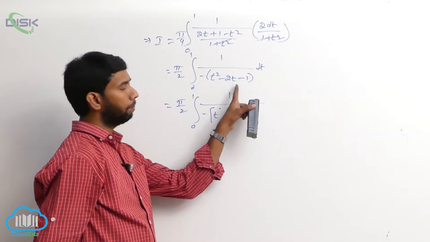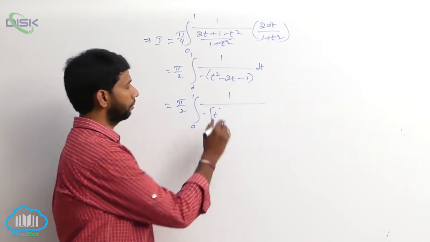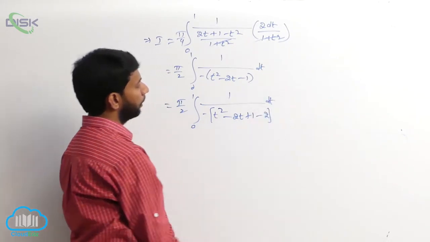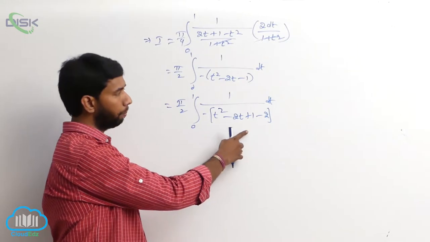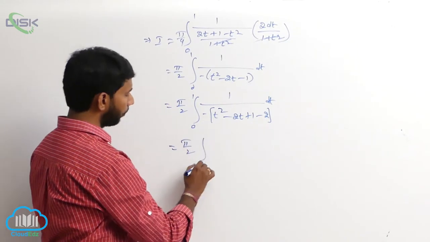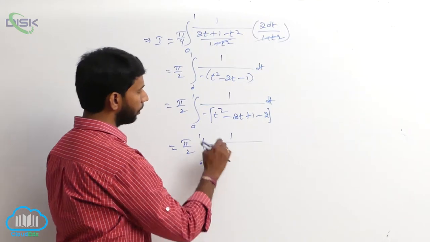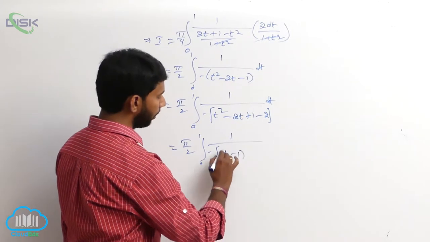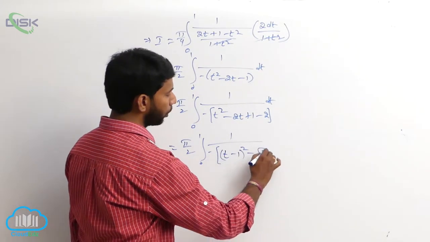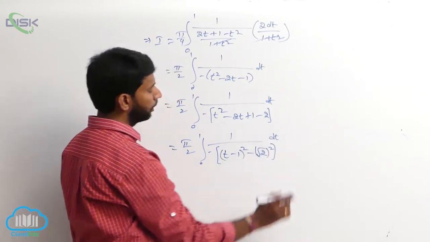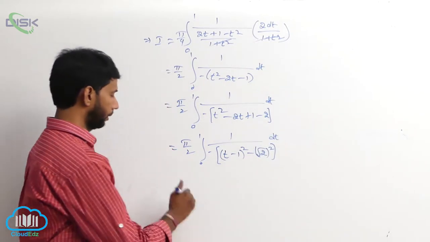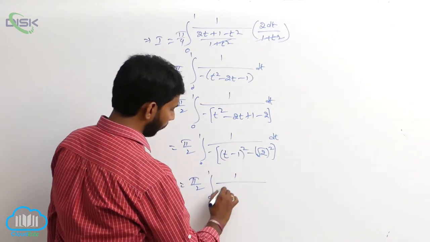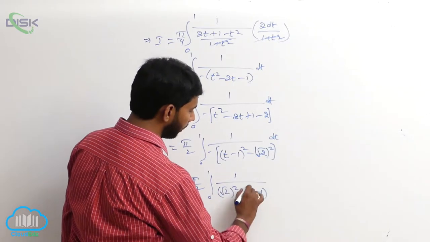Here t square minus 2t minus 1 can be converted into perfect squares. It is t square minus 2t plus 1 minus 2, which can be written as minus of t square minus 2t plus 1 minus 2. It is pi by 2 of 0 to 1, 1 by minus of the first three terms. A square minus 2ab plus b square means a minus b whole square, that is t minus 1 whole square. 2 can be written as root 2 whole square. After multiplying with minus, 0 to 1, 1 by root 2 whole square minus of t minus 1 whole square dt.